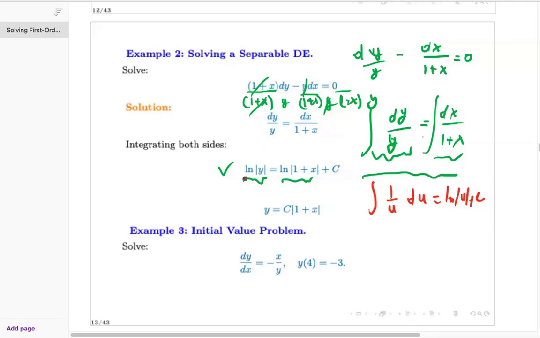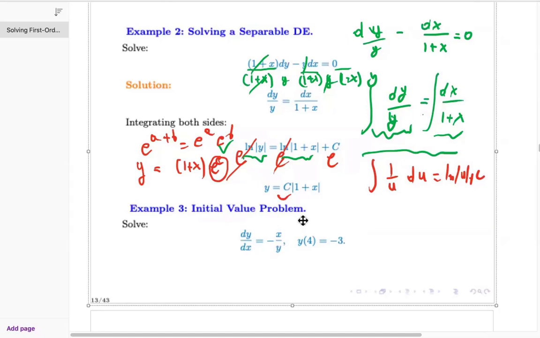To eliminate the natural log, we apply the exponential on each term. Then the log and the exponential eliminate each other. We get y equals 1 plus x times exponential c. Here, because exponential a plus b equals exponential a times exponential b, the exponential of the log modulus of 1 plus x, e and log eliminate each other, and we get 1 plus x times exponential c. We can replace exponential c by c.